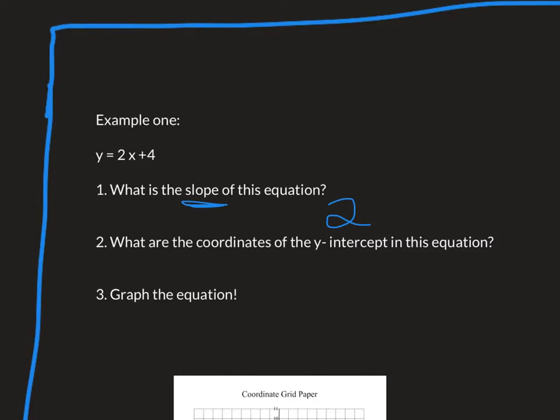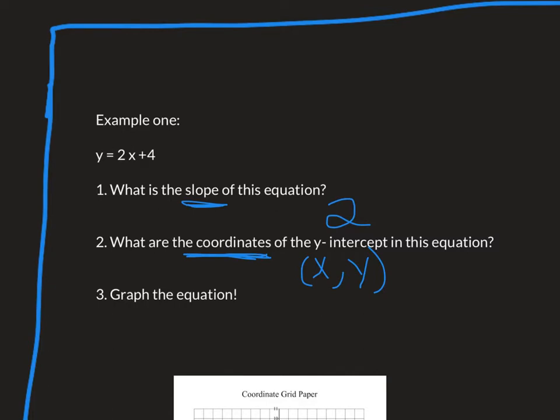The second question asks, what are the coordinates of the y-intercept in this equation? This question is a little different than what we've seen before. It says, what are the coordinates, right? Take a second and I want you to think about what coordinates are. Coordinates are this. It's a point, right? You have an x value and a y value. So we need to know the x and the y value on the y-intercept.